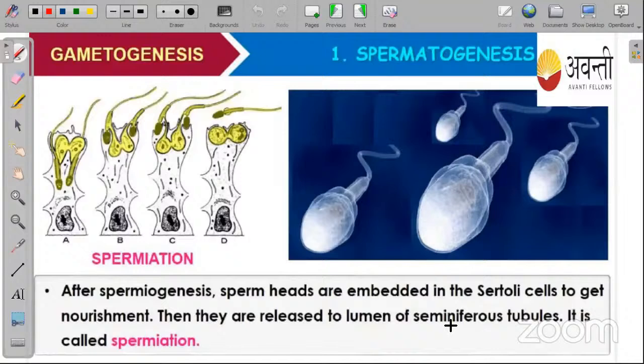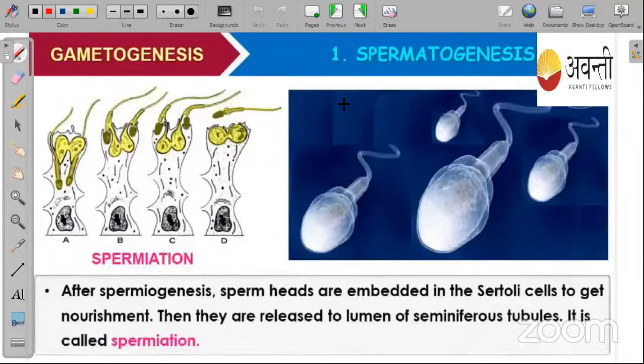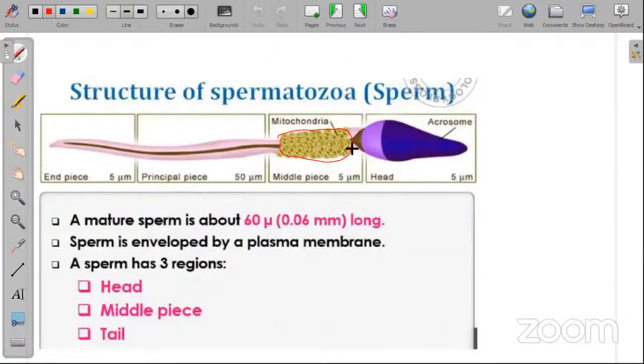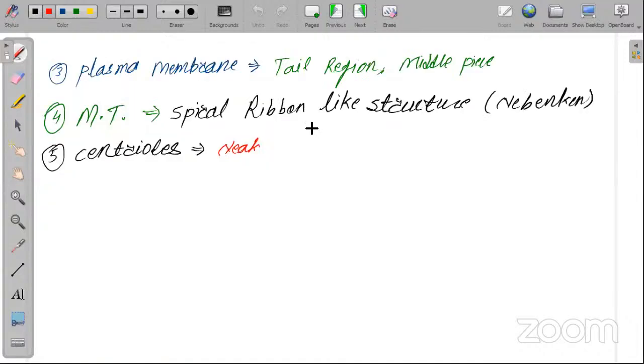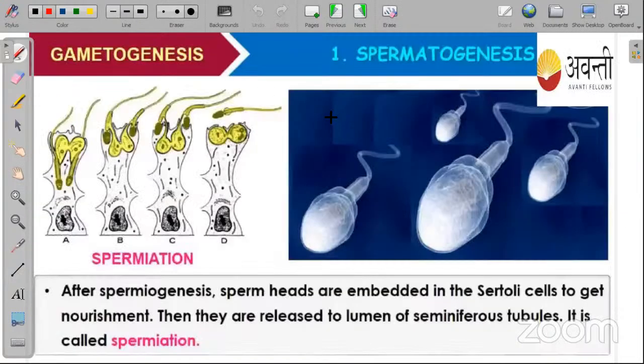So you can see the diagram here. This is the mitochondria, okay, and it provides the energy. Next is the centriole, again present in this middle piece region, that is the neck region. Okay, so this is all about the spermatid conversion into the sperm cell, and this process is known as spermiogenesis. Coming to the next part, guys, you can see in this picture, that is the spermiation. So I think we already discussed this part.